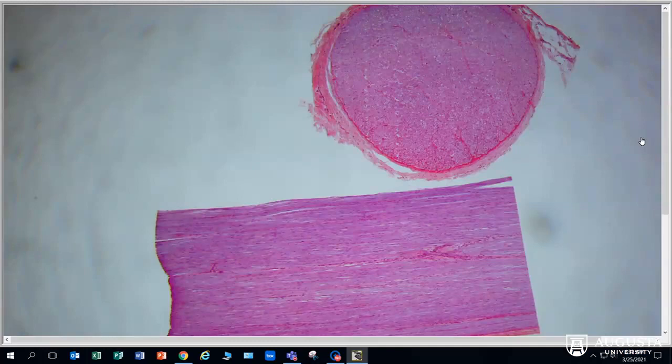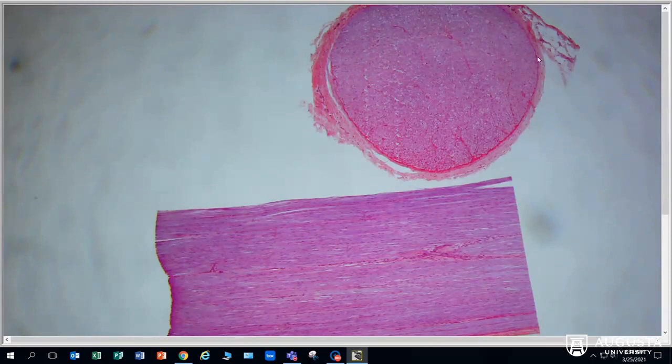In this slide, we're currently viewing this slide with the 4x objective. On the top of this image, you can see a transverse or cross-section of the peripheral nerve. On the bottom of this image, you can see the longitudinal section of the peripheral nerve.